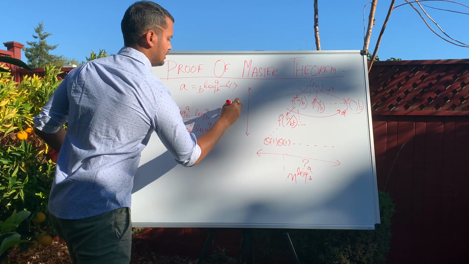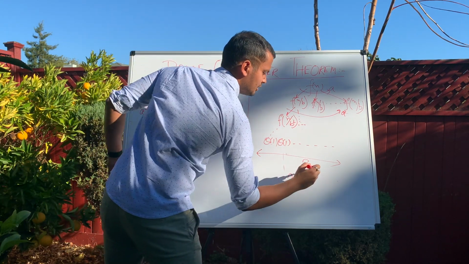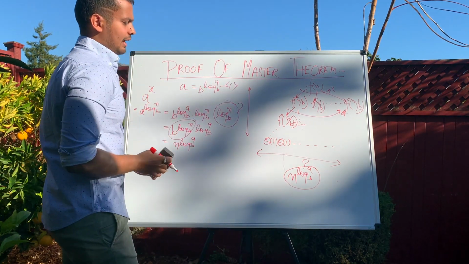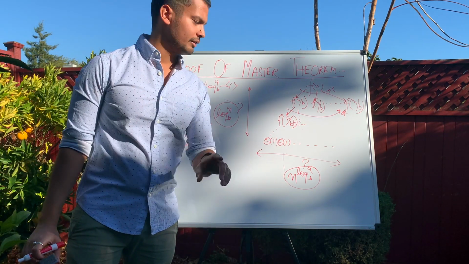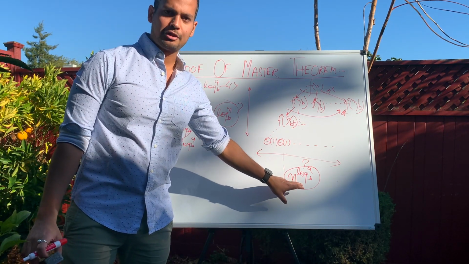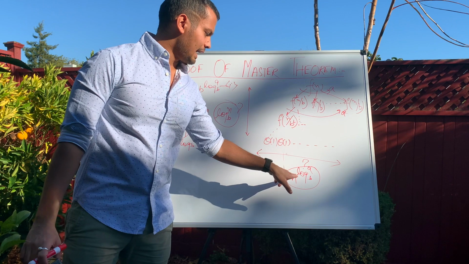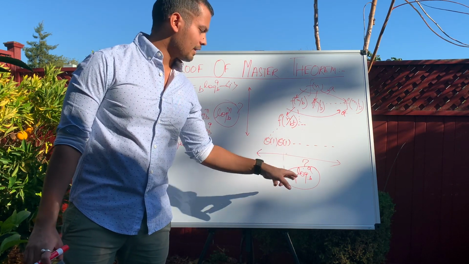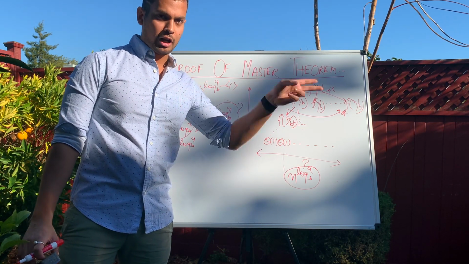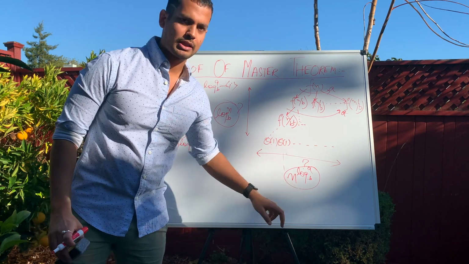So this is the depth of the tree. This is the width of the tree. And if you carefully observe the pattern, this is where we talk about the Master's theorem. We take the n log ab and compare that with the function f(n). So this is where it comes from actually.